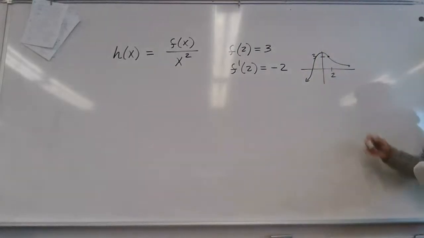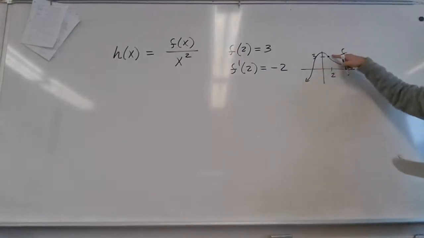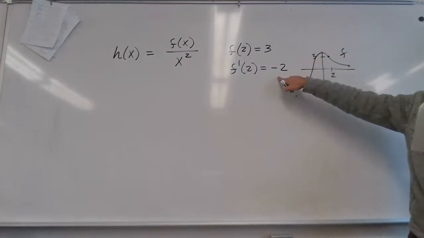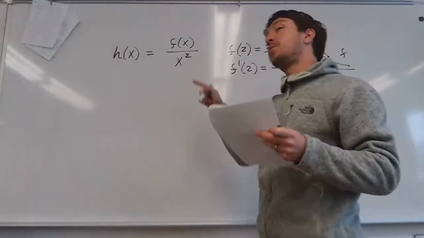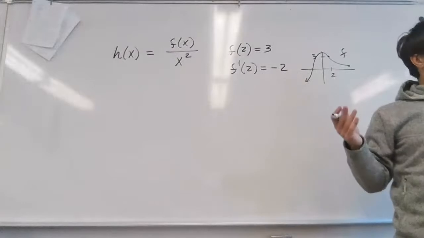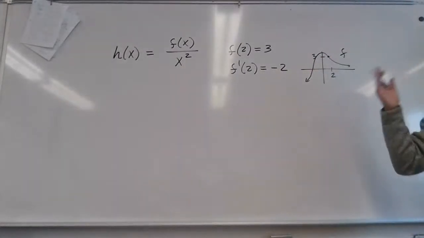You see how that graph kind of makes sense? This could be the graph of f. It has the point (2, 3) on it, and the slope at that point is -2. Make sense? Now what we're talking about is, what if I made a new function where I took whatever this formula was and divided it by x squared? That would probably create a vertical asymptote at 0, for example.